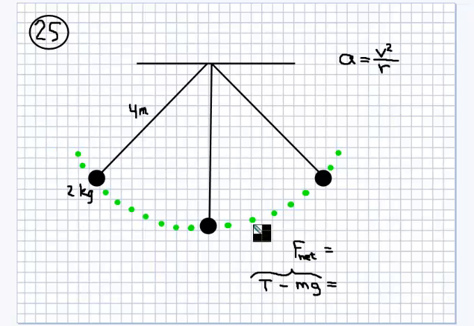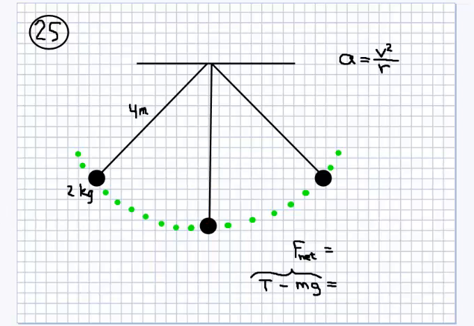A pendulum, when it swings, traces out a path that is partially circular, at least at the bottom here. And we know how to handle anything that moves in a circular path, even if it's just for a while. We know that we can describe the acceleration as v squared over r. And if we examine what's happening force-wise at the bottom of the arc, there are but 2 forces. There's a tension force going up.